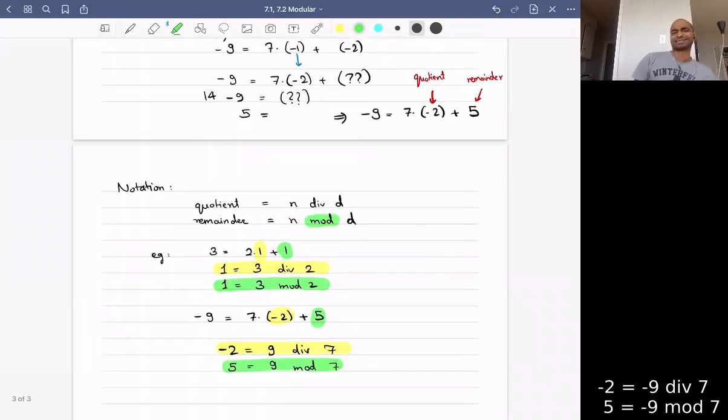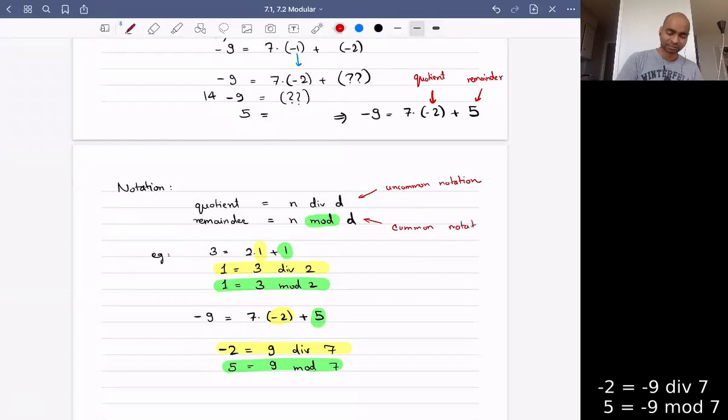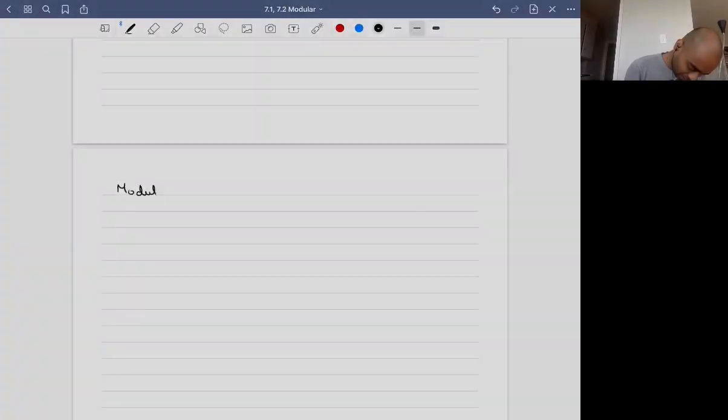Okay. Now let me just say that div is not a very common notation. The book uses it, so we'll stick to it. But you are unlikely to find this anywhere else, whereas mod is a more common notation. We use mod everywhere. That's where the name modular arithmetic comes from. So it's the basis of the whole branch of mathematics about modular arithmetic.